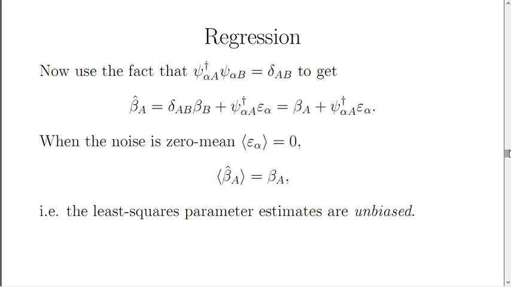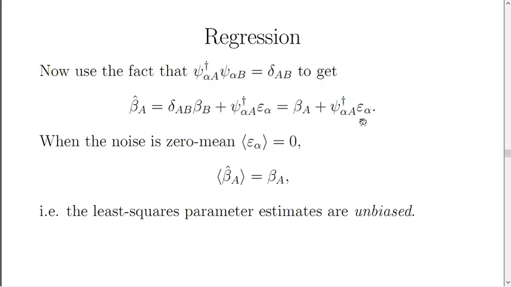It gives 0 otherwise. So the estimated parameters are equal to the identity matrix times the true parameter vector plus the inner product of the dual trial vectors with the noise. That's just identity matrix times something gives something. So the estimated parameter is equal to the true parameter plus the inner product of the dual trial vector with the noise.